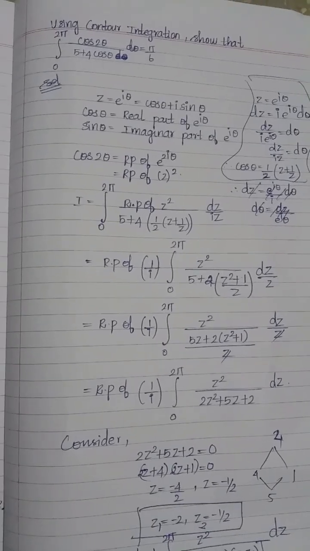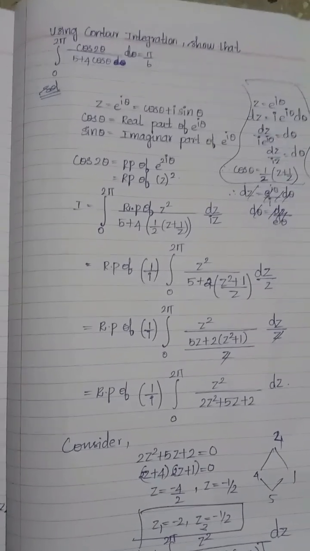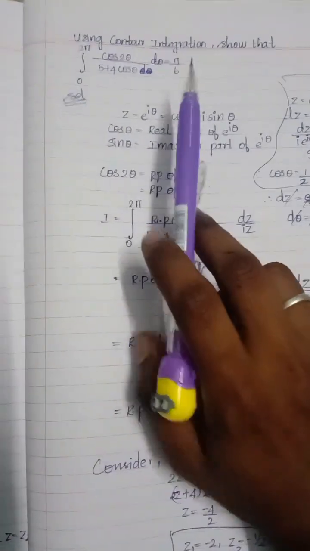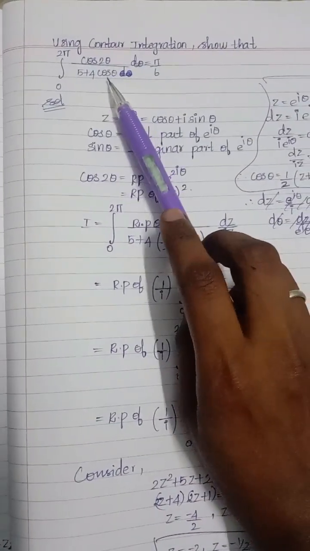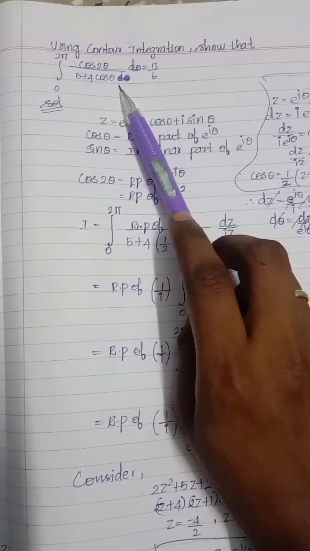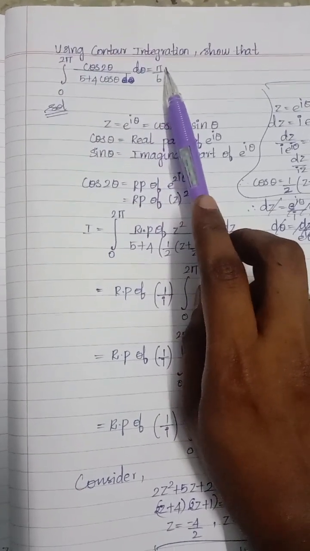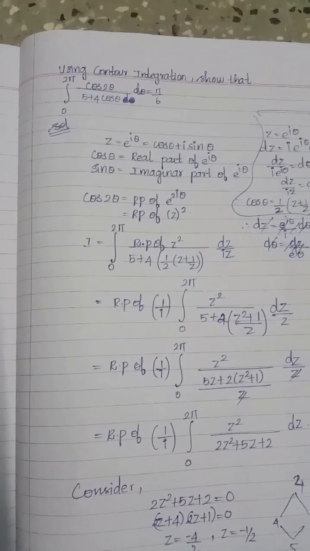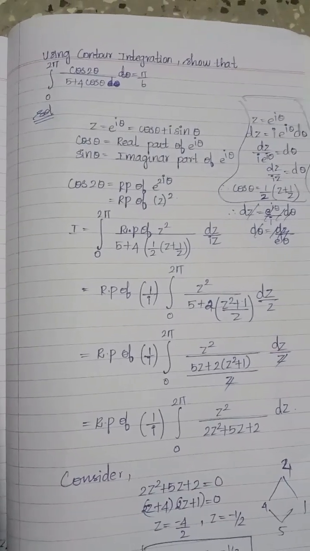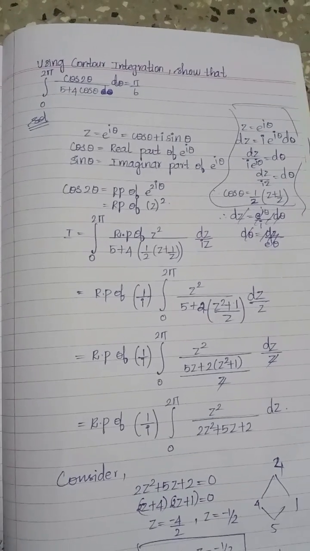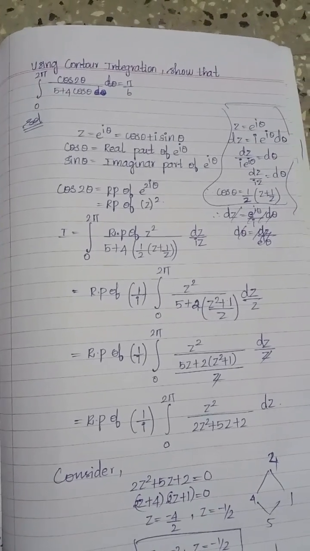Hello everyone. Today we are going to see about using contour integration. Show that the integral from 0 to 2 pi of cos 2 theta divided by 5 plus 4 cos theta d theta is equal to, we have to prove that it is equal to pi by 6. So using contour integration, for that we need to know about complex values.